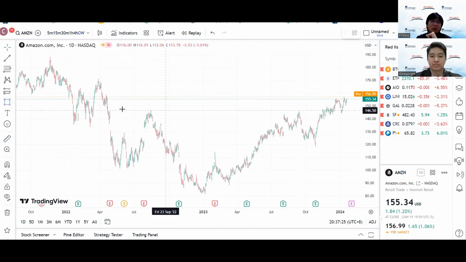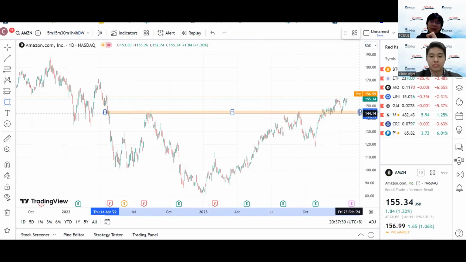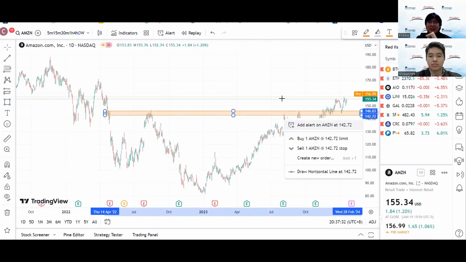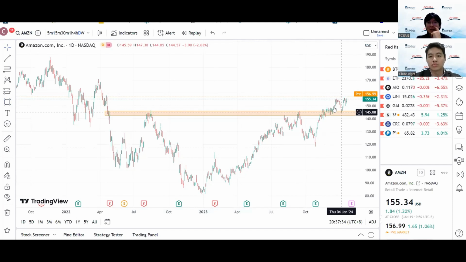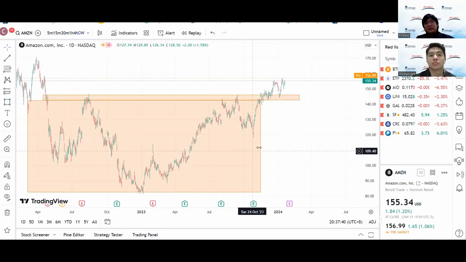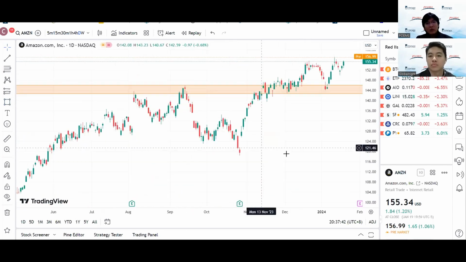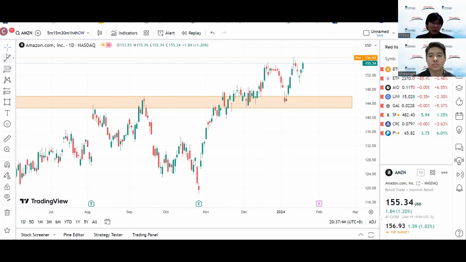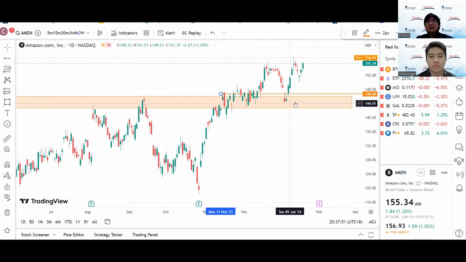Okay, Amazon is also quite interesting. Recently, well, not really recently, in November, December, they broke their previous range, a very huge area that they formed for quite a while. Price starts to break higher. We know that price continues to stay above this 140, 143 area. Price continues to tap in, supported, holding it.